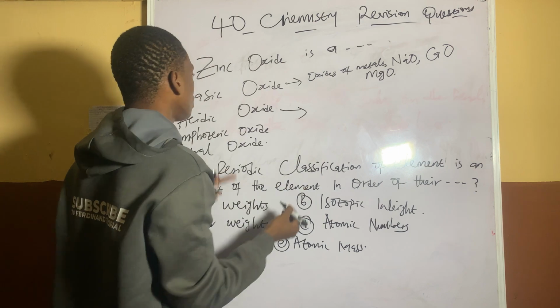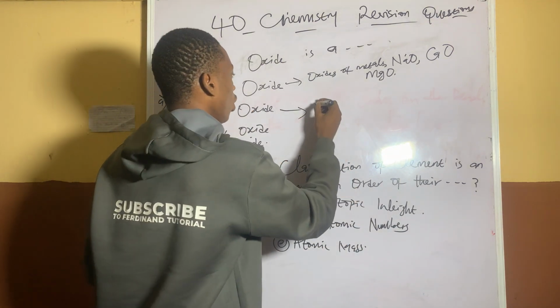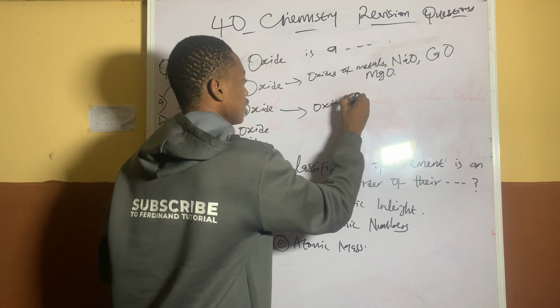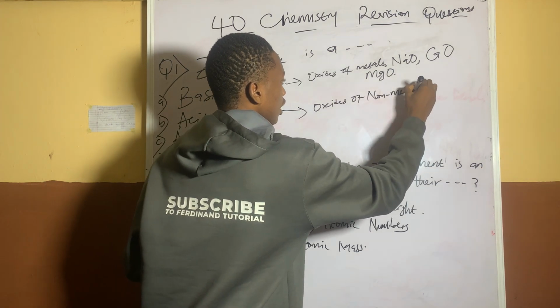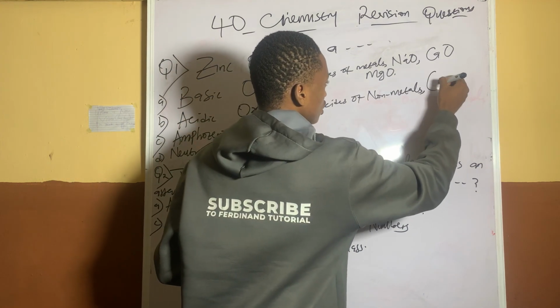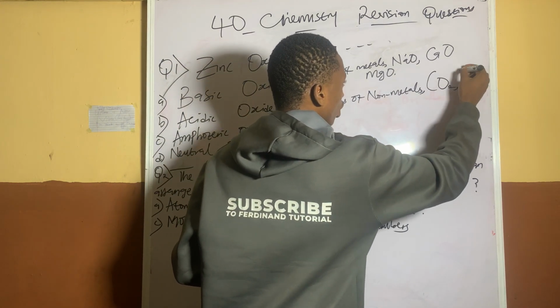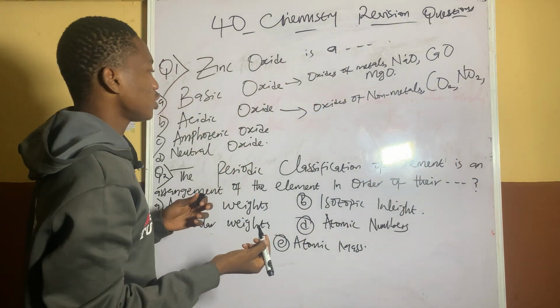When we're talking about acidic oxide, acidic oxides are oxides of non-metals. Are we together now? Examples, we have something like carbon plus oxygen, CO2. We have NO2. Those are oxides of non-metals.